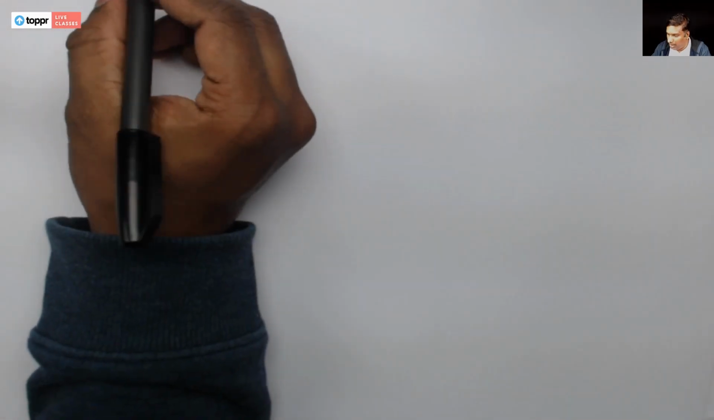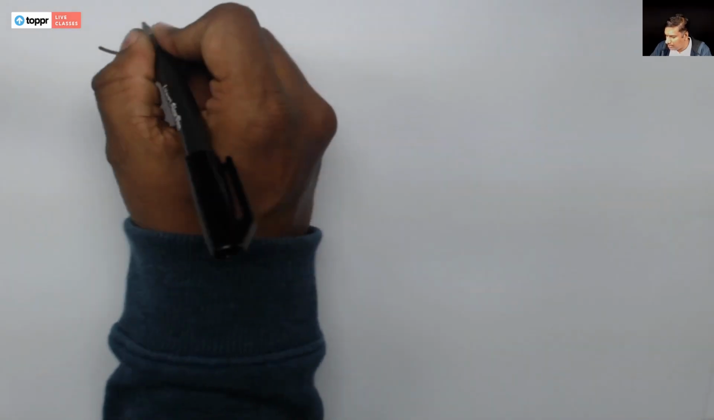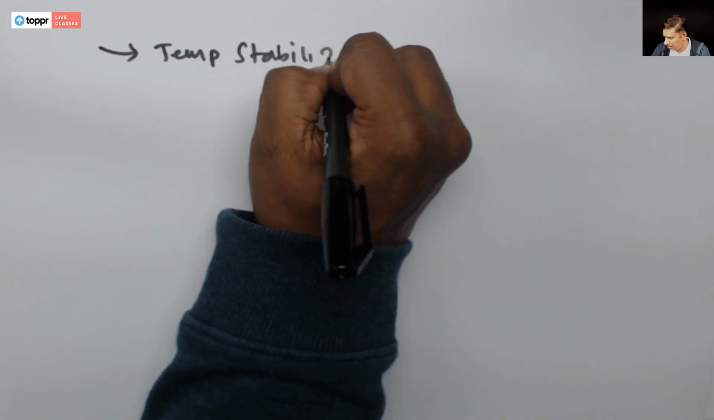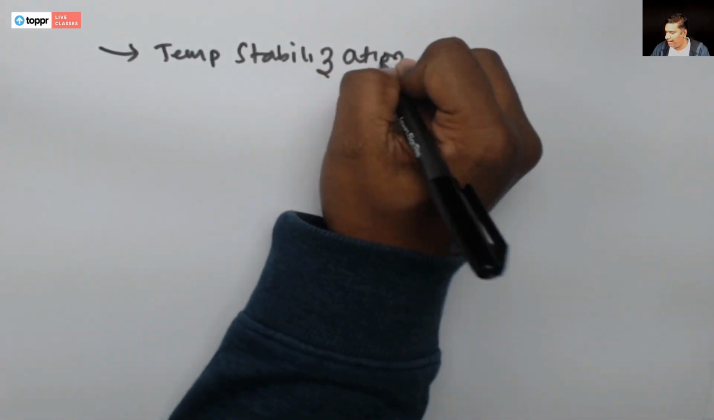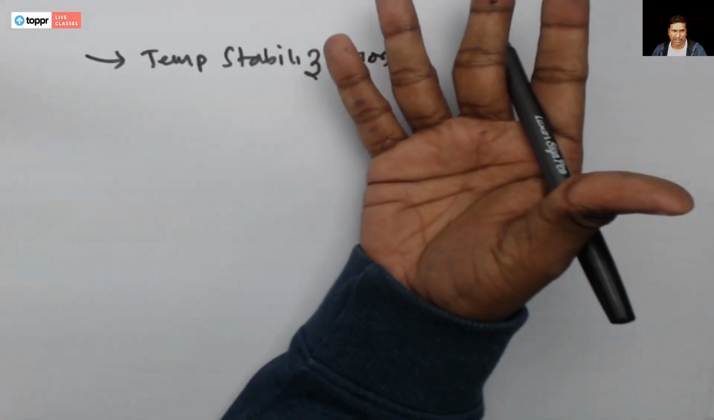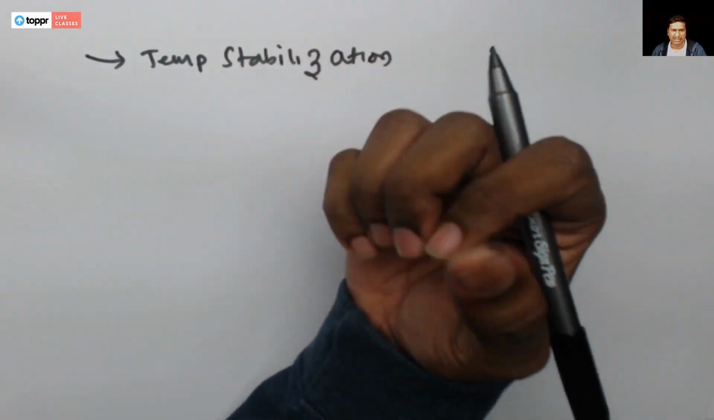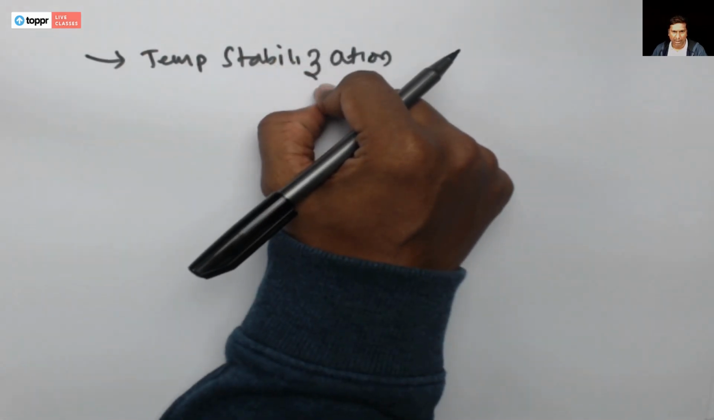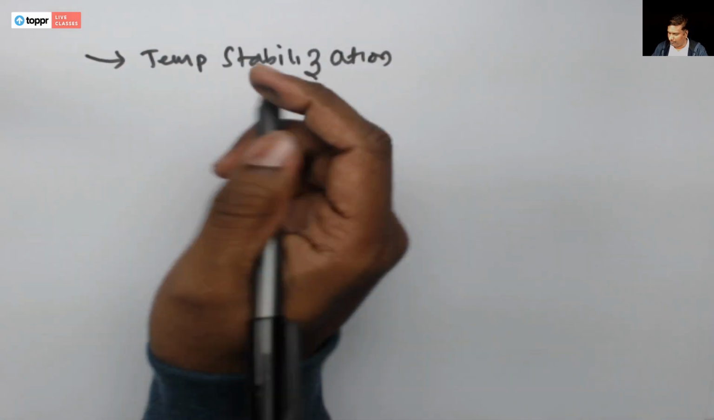What else? Water is also essential for temperature stabilization. Why do you think the plants release water by transpiration? They release the water by transpiration because they're trying to cool off. So water plays a critical role in temperature stabilization.